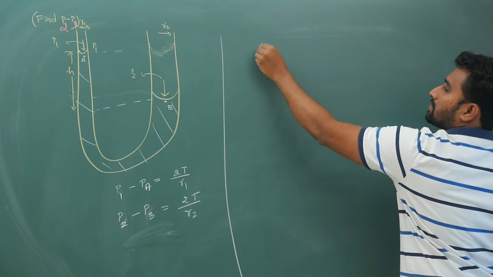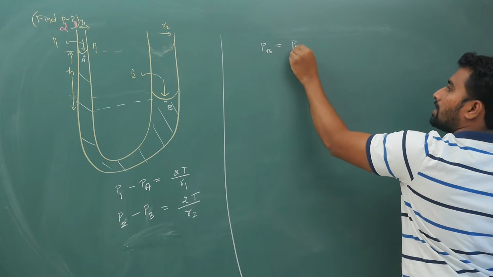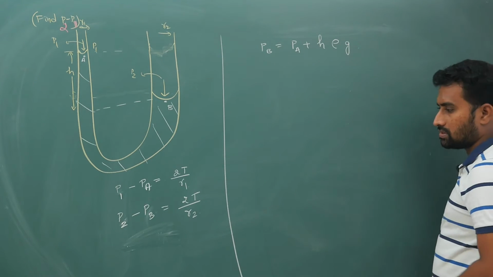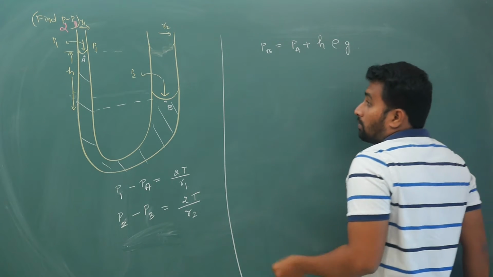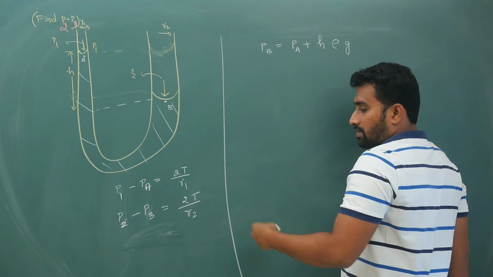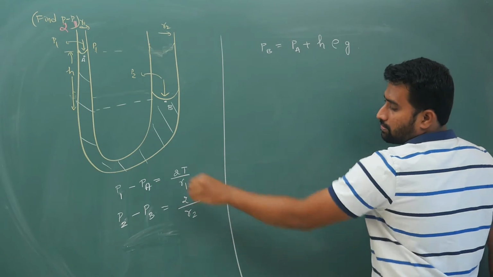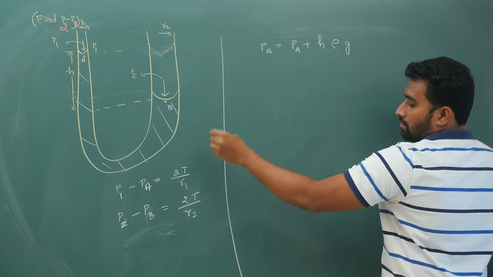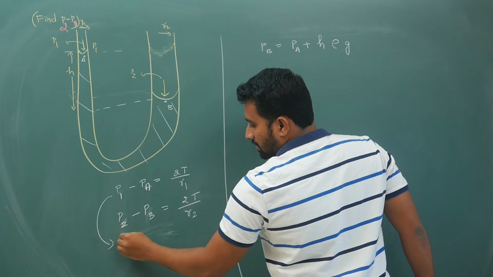Okay, so I will write it to this side. Your PB is PA plus height H into rho of liquid into G. Now what is it that we want? P2 minus P1. So you subtract this minus that. What we are doing is, I will write this equation here.